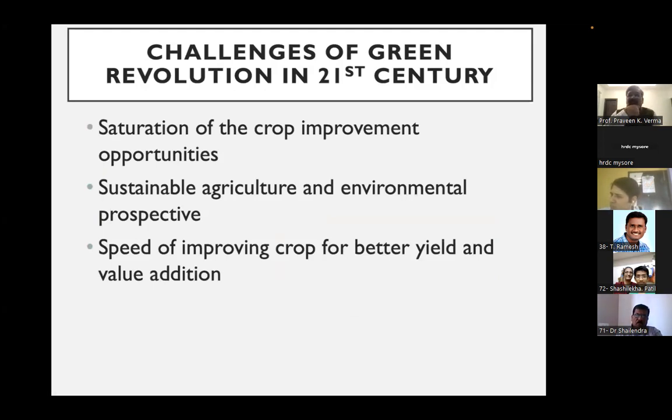So what we have learned from our past is that the first Green Revolution, even though it gave self-sufficiency in agricultural food production, was not a sustainable growth, that is what I feel. So the challenge we have for the Green Revolution in the 21st century is the saturation of crop improvement opportunities, which we are already feeling a lot.